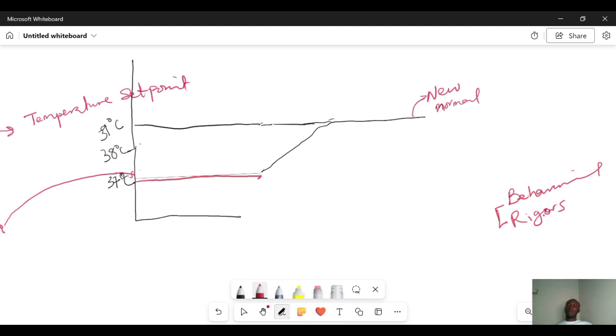Rigors. Okay, so these rigors generate heat. As the skeletal muscles begin to go through rigors, they generate heat, and this heat helps to increase the core temperature, pushing the core temperature back towards the temperature set point.